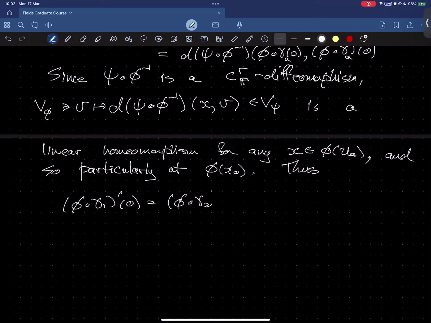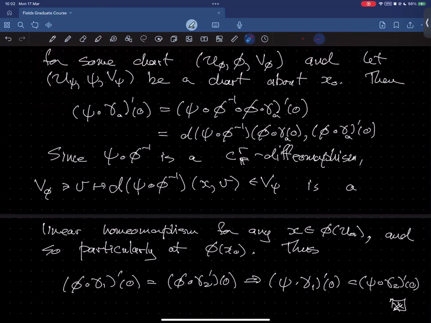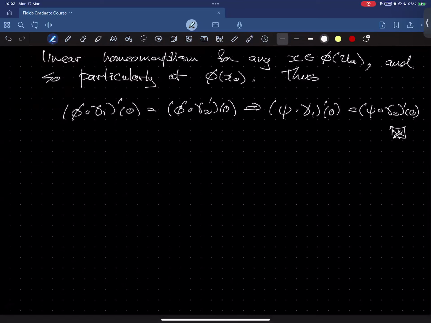Okay, so the punchline is that phi composed with gamma 1 prime at 0 is equal to phi composed with gamma 2 prime at 0 implies that psi composed with gamma 1 prime at 0 is equal to psi composed with gamma 2 prime at 0. Okay, that's my chart independence. Okay, and it's just this standard argument where you insert the identity map. All right, good.